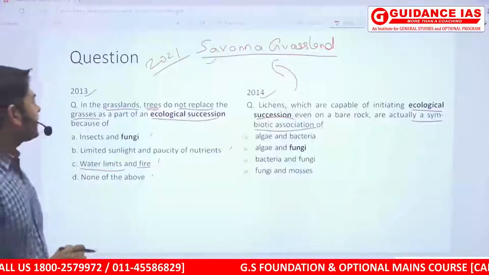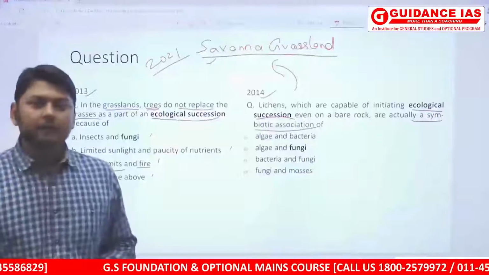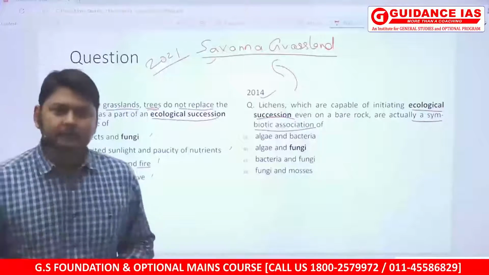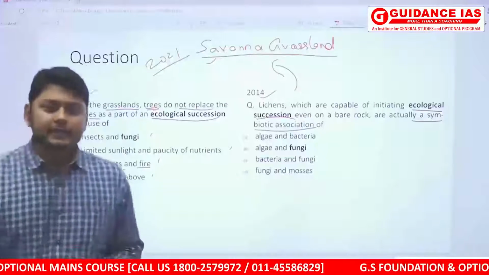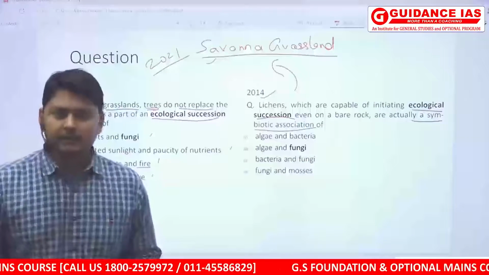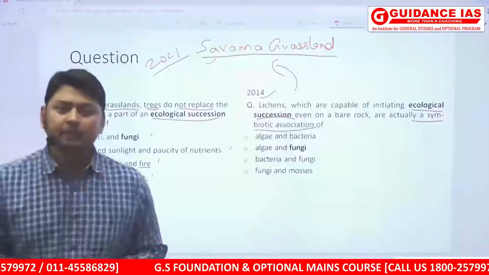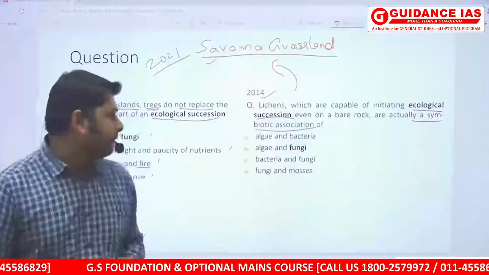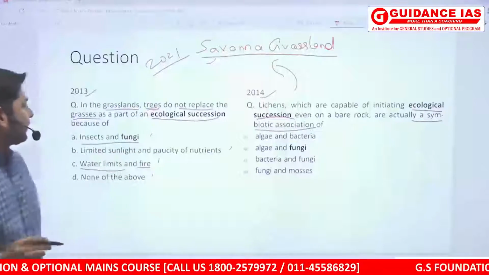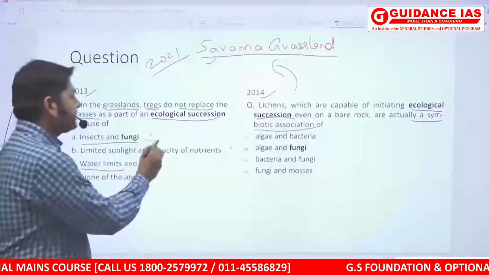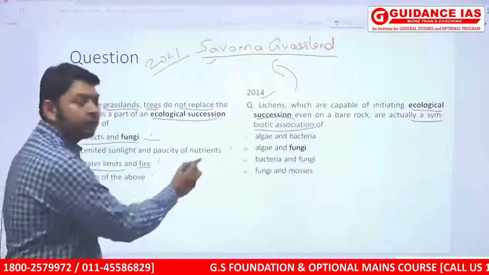Because grasslands have an average annual rainfall of less than 100 centimeters, that is between 50 and 75 centimeters. This is not a very favorable condition for any system to grow trees or for trees to be sustainable there. If we go through the options, one is talking about insects and disease.